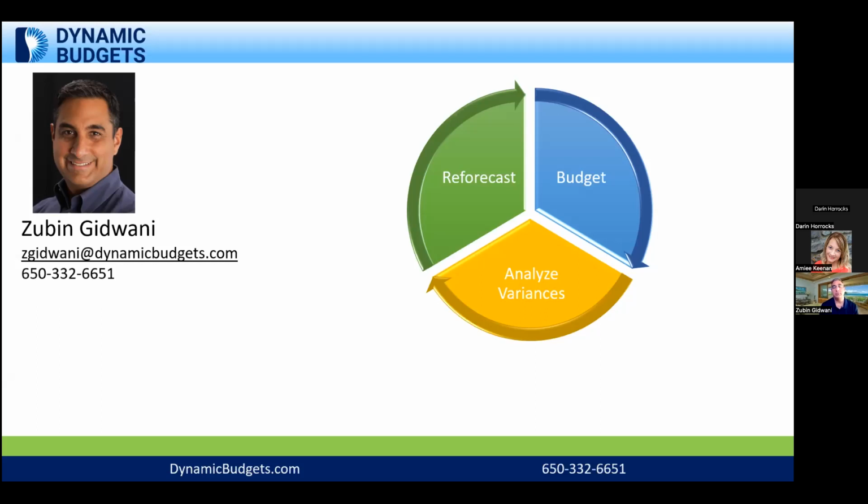What we want to encourage is that you're going to budget, analyze your variances month over month, and go into a reforecasting schedule. Ideally, you do a mid-year forecast so you can anticipate how the year might close out, and then you're getting ready for your next budget. So it's kind of a continuous improvement cycle.